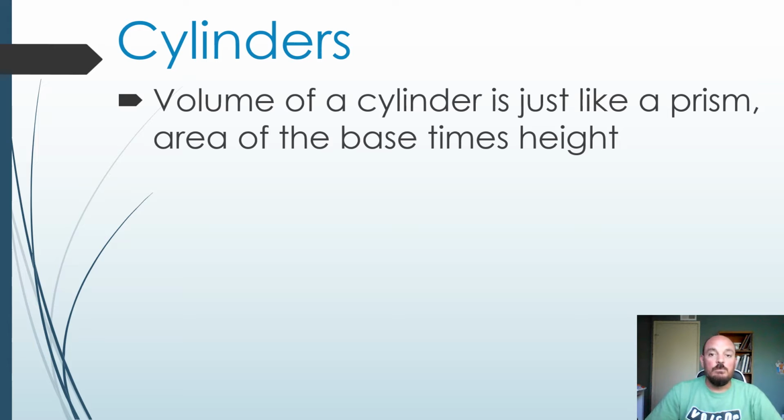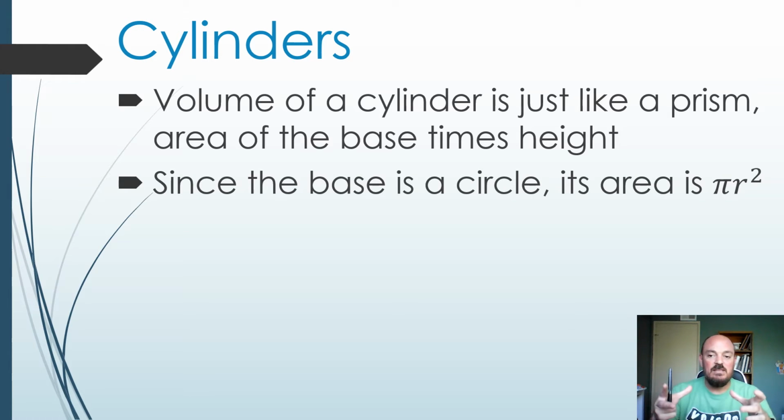So volume of a cylinder is just like volume of a prism. Area of the base times height. Volume equals capital BH. But we know the base this time. See, on a prism, we don't know what the base is going to be. We have to do one thing if it's a square, and one thing if it's a triangle, and one thing for a different shape. But for a cylinder, the base is always a circle, so its area is always pi r squared. So what we can do is we can just turn that into a formula.